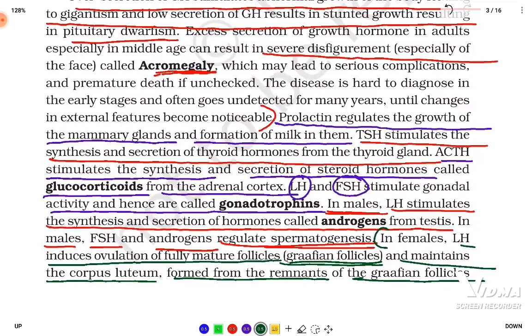Next, in females, LH is helpful in the ovulation of the fully mature follicle. Ovulation is what? Release of the ova from the fully mature follicle. The fully mature follicle, as you could have studied in 12th standard, is called a Graafian follicle, and it maintains the corpus luteum. So LH is responsible for ovulation and maintaining the corpus luteum.